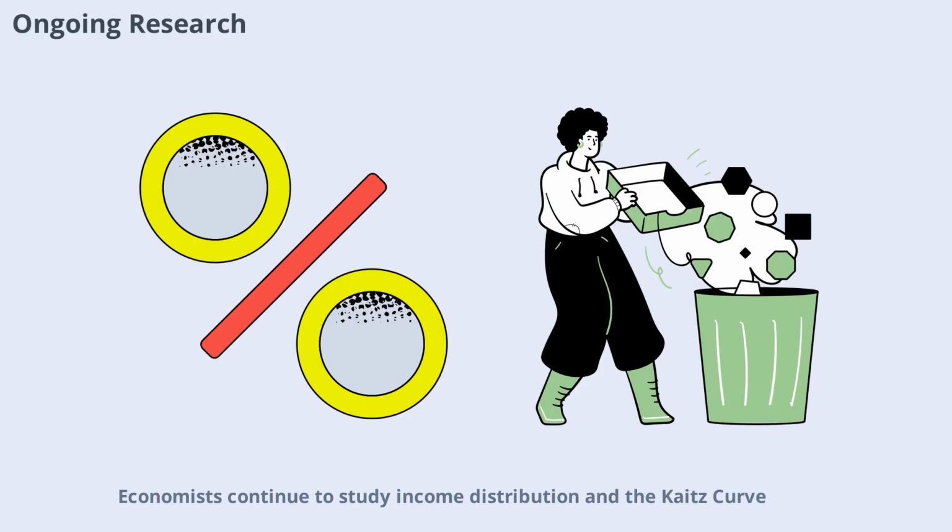Economists continue to study income distribution and the Kaitz curve to better understand the complex dynamics of the labor market. New research explores the effects of automation, globalization, and demographic change on wage structures. By staying up to date with the latest findings, policymakers can design more effective and equitable wage policies.